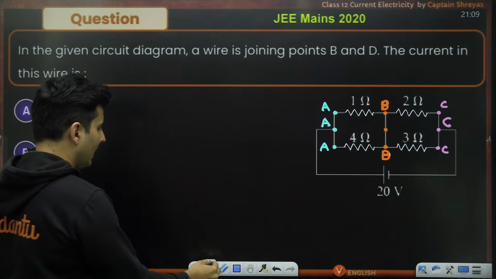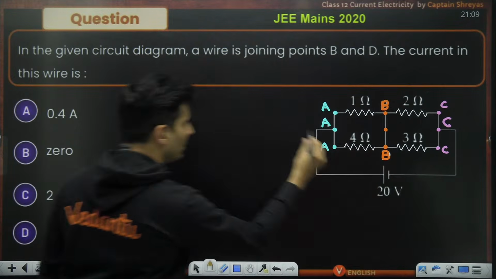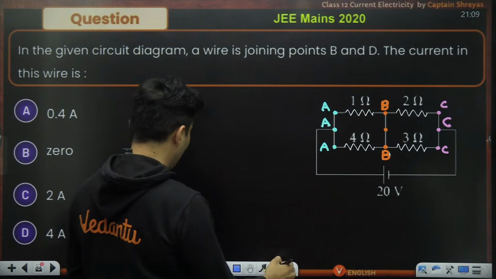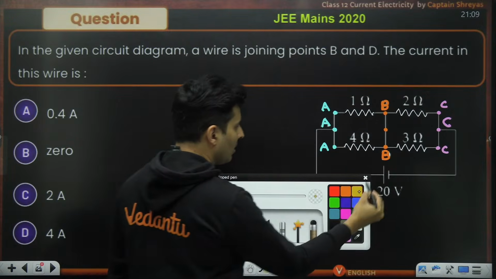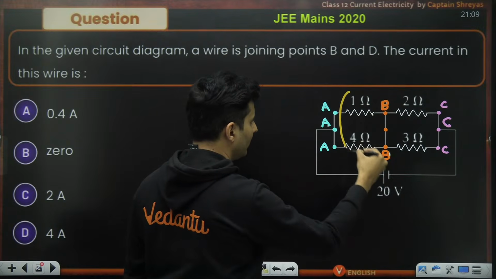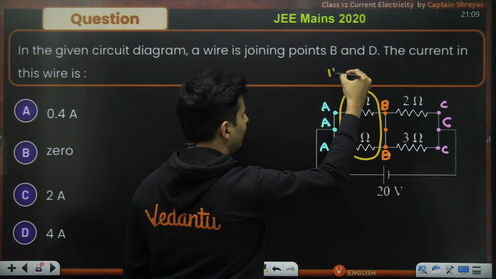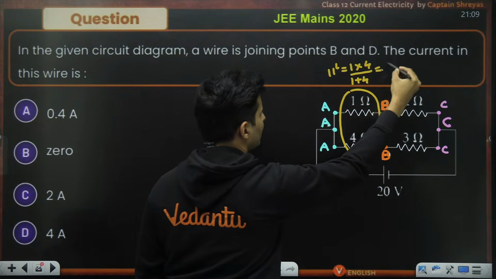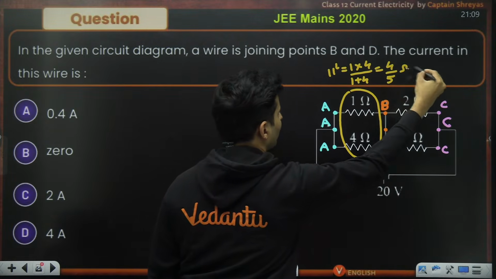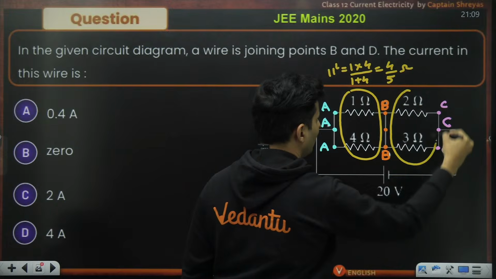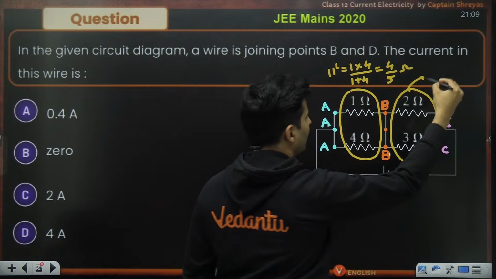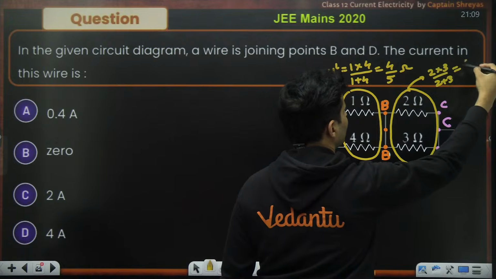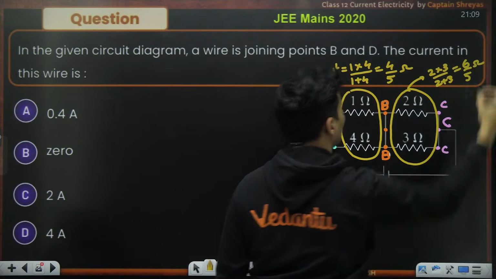So if I try to reduce that circuit, it looks something like this. It's like saying 1 and 4 are in parallel. Can you see that? So equivalent will be 1 into 4 by 1 plus 4, which is 4 by 5 ohms. Same thing about 2 and 3. They are in parallel. So 2 into 3 by 2 plus 3, which is 6 by 5 ohms.